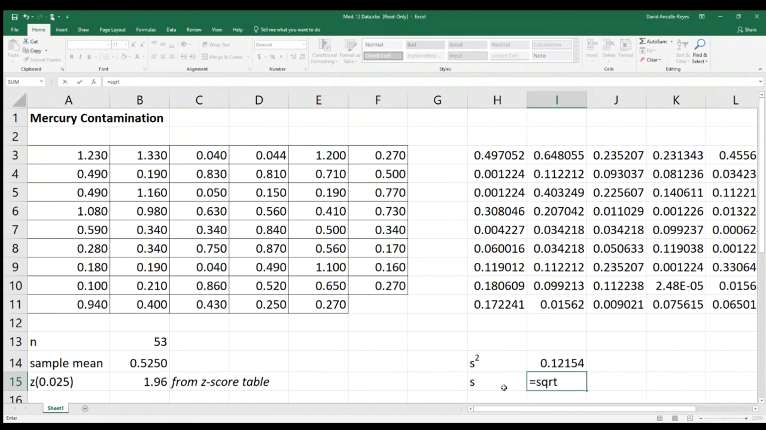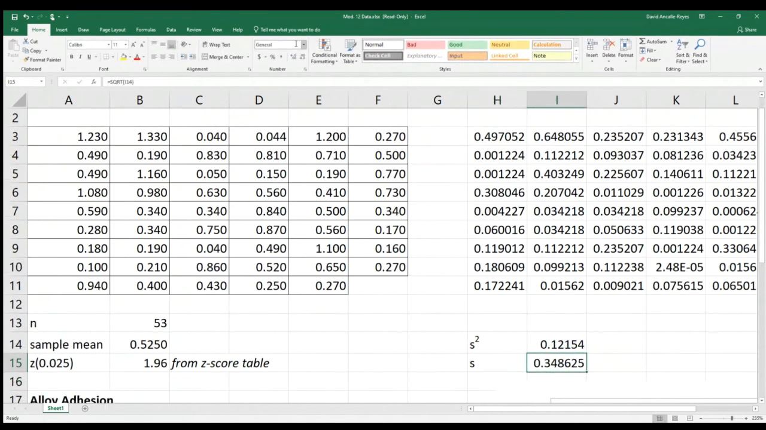My sample standard deviation is going to be the square root of that value. If I round it to 4 significant figures, I get 0.3486 for my sample standard deviation. Notice that we've already found everything we need for this problem. We looked at our observations, counted the number of observations, found the sample mean, found our required z-score, found our sample variance, and used it to calculate our sample standard deviation.